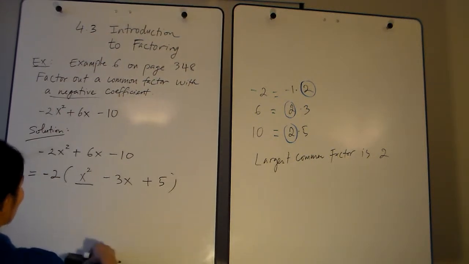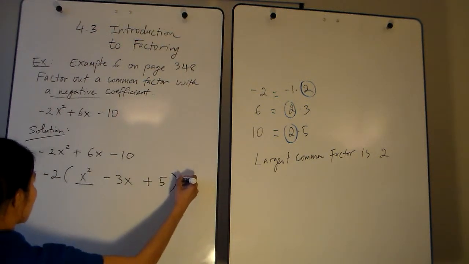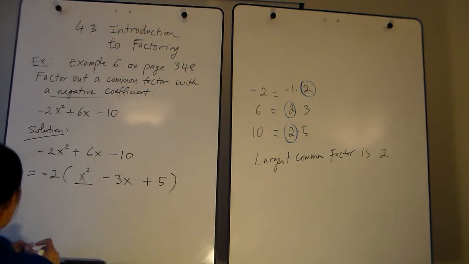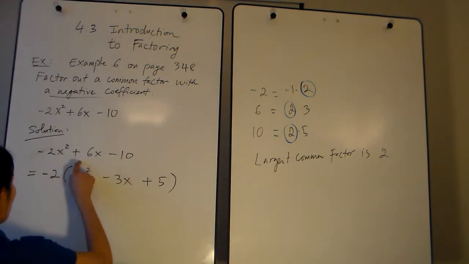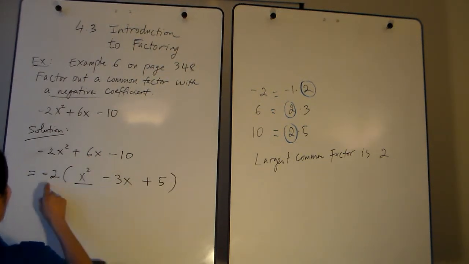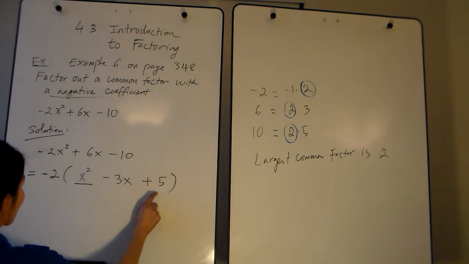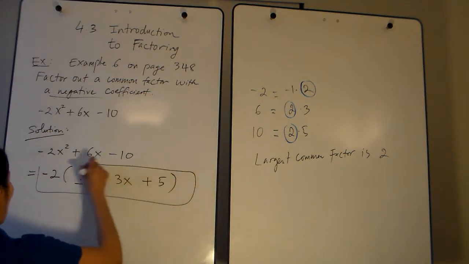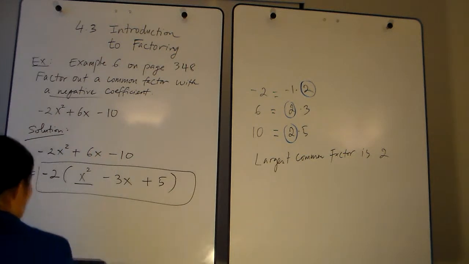Okay? So let's double check what we got so far. Negative 2 times x squared is negative 2x squared. Negative times negative is positive. 2 times 3 is 6x, good. Negative 2 times positive 5 is negative 10. So this is the answer for factoring out these three terms. Okay?